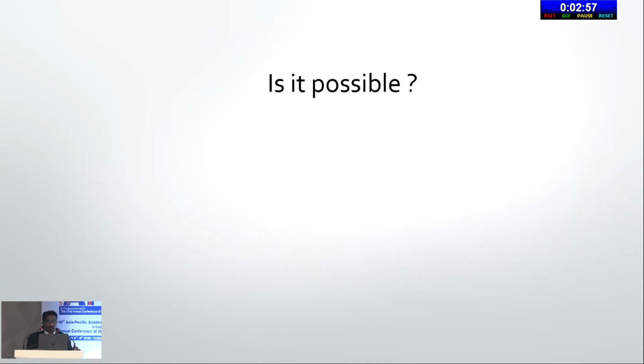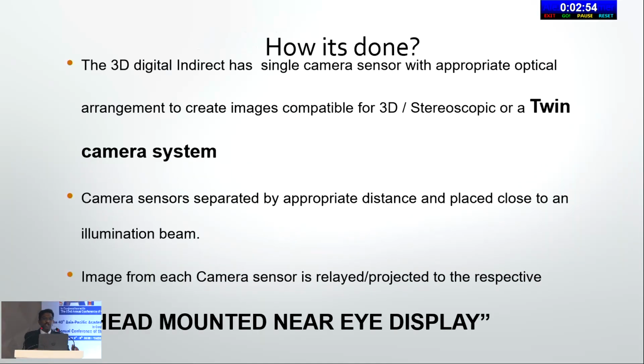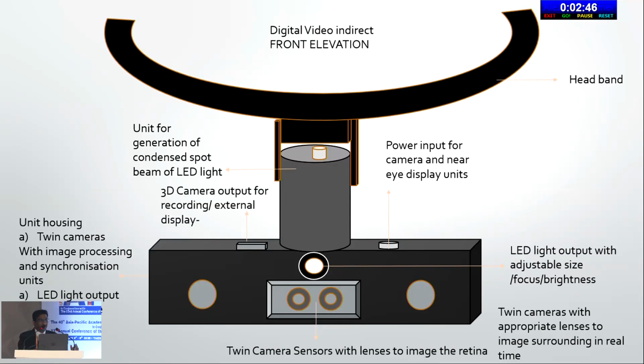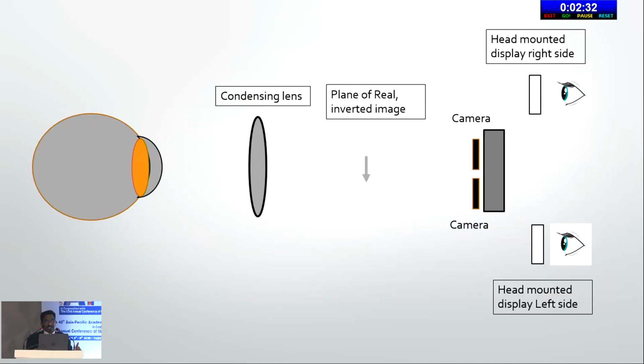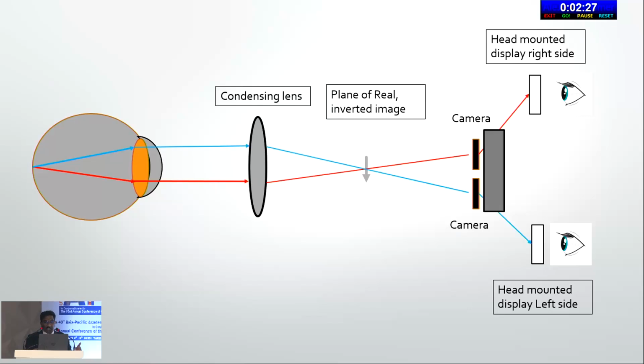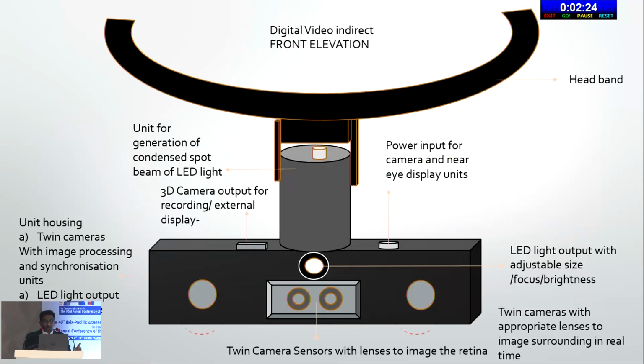Is this all possible? Yes. How can we do this? We can do this by using a twin camera system and a head-mounted near-eye display. So this is the concept device wherein you have the two cameras and the LED light placed close to each other, and the images from each of these cameras are transmitted to each eye. The right camera sends the image to the right near-eye device and the left camera to the left near-eye device.